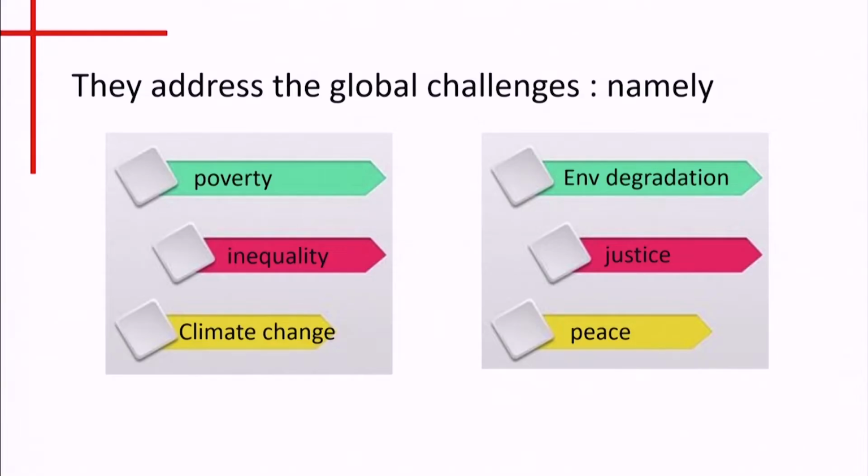In 2015, the United Nations General Assembly adopted the Sustainable Development Goals, very famously known as the SDGs, from 2015 to 2030 and explained how the goals are integrated and indivisible to achieve sustainable development at the global level. They address global challenges, namely poverty, inequity, climate change, environmental degradation, justice and peace, to name a few.